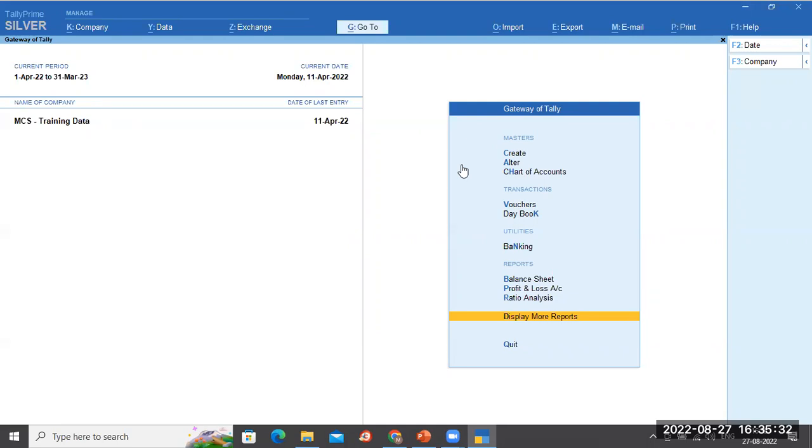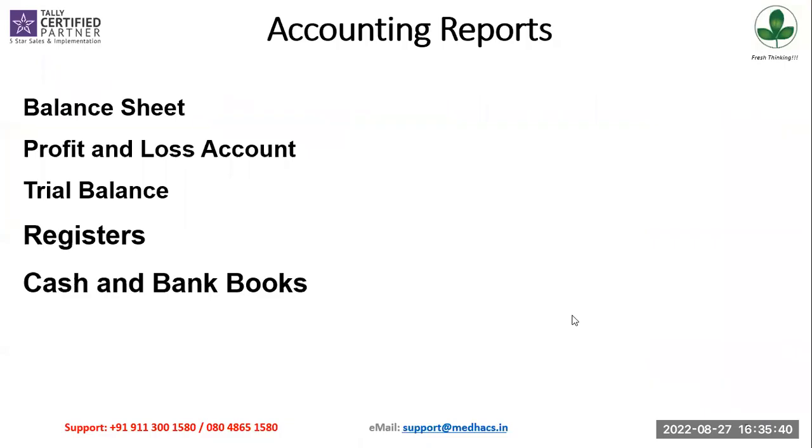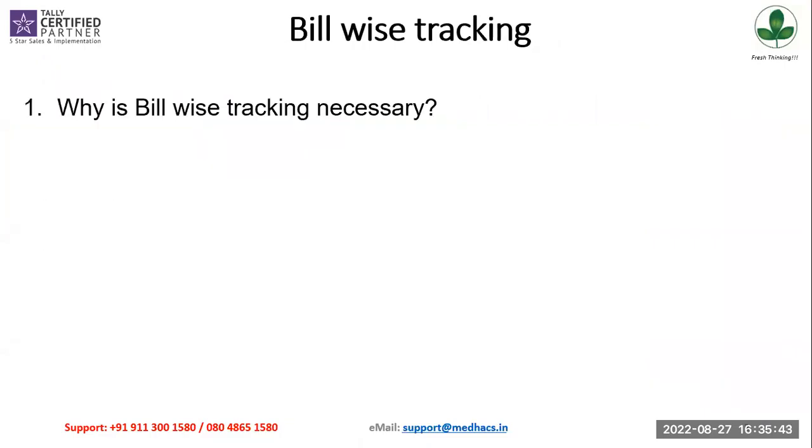We'll move on to the next topic, which is bill-wise. What is bill-wise tracking? What is your understanding of bill-wise tracking? First, you need to know why bill-wise is required. Then what you need to do to get the bill-wise reports, and then how you get that. Why is bill-wise tracking necessary? Can anyone answer?